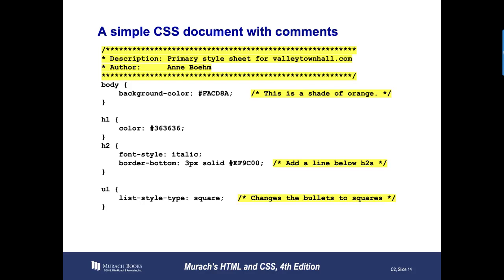And the next selector is an H1, and it's having a color applied. H2 has a font style and a border bottom that's 3 pixels solid. I don't know what that color is off the top of my head. And then the one after that is saying, hey, any unordered lists that are on the web page, I want the list style type to use square bullets rather than the default round ones.